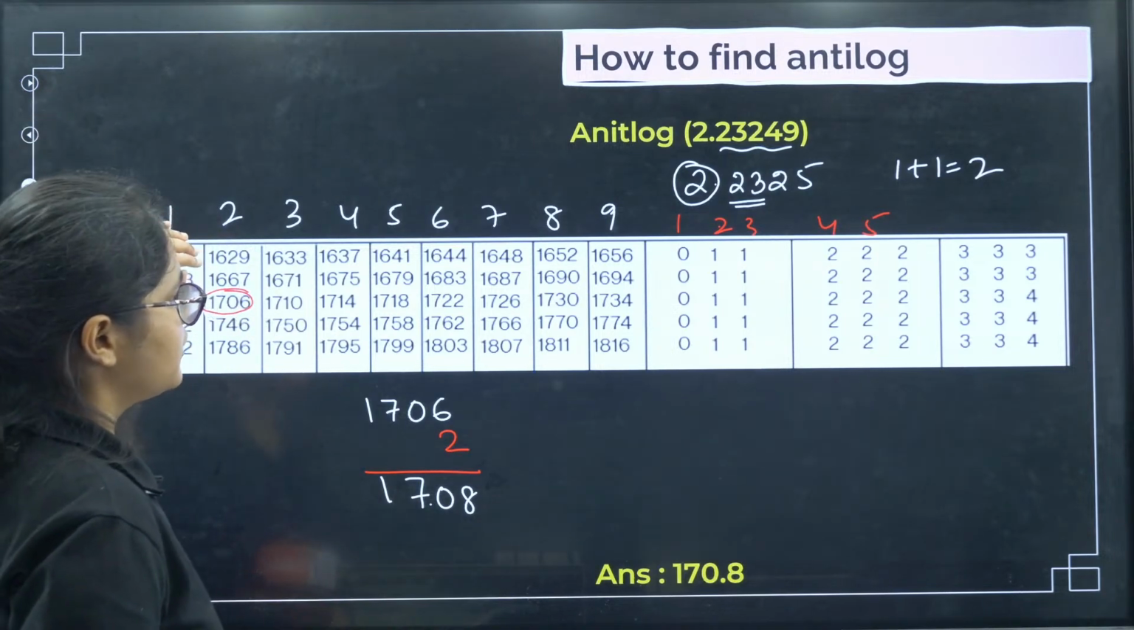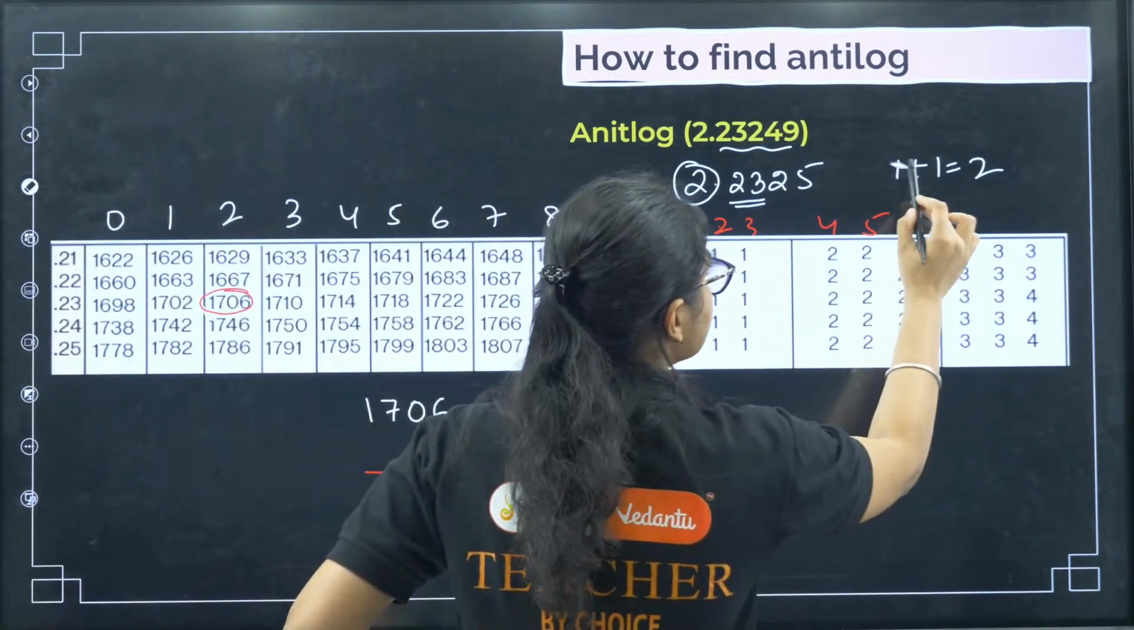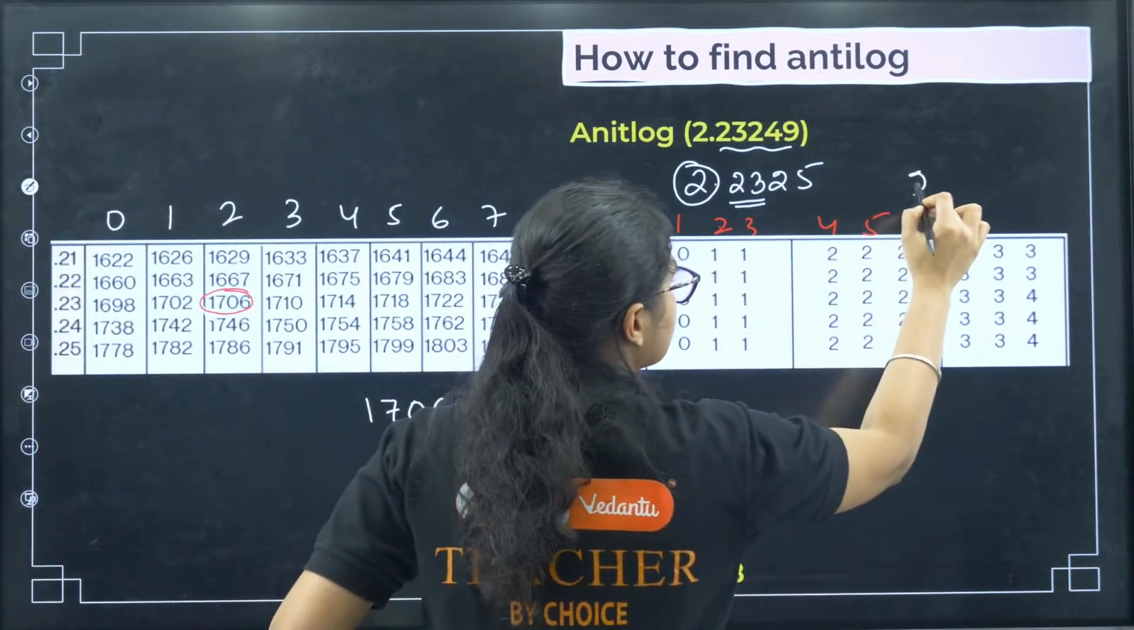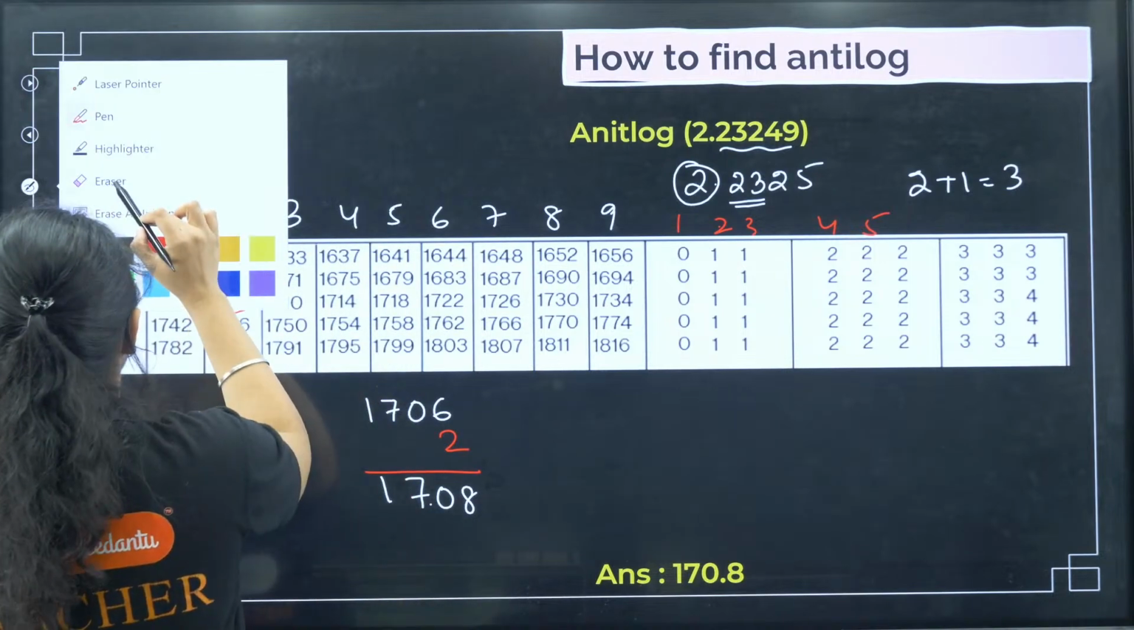Okay, sorry, 1 second, I made a small mistake here. 2 is there, right? So I have to add 2 plus 1. 2 plus 1 will give me 3, right? So I have to put decimal after 3 places.